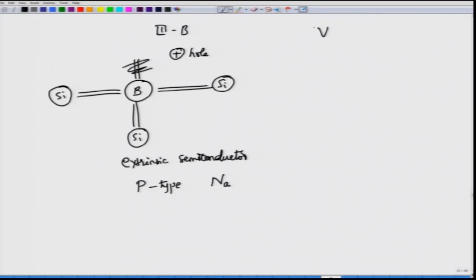Similarly, substituting them with group 5 elements such as arsenic or antimony will result in an excess of electrons, which will now contribute to conduction. So, while group 3 contributes a lot of holes, a group 5 element contributes a lot of electrons, and the material will now be called N type material. So, these are 2 extrinsic semiconductors, and this process of converting an intrinsic or pure semiconductor into an extrinsic semiconductor is called doping.